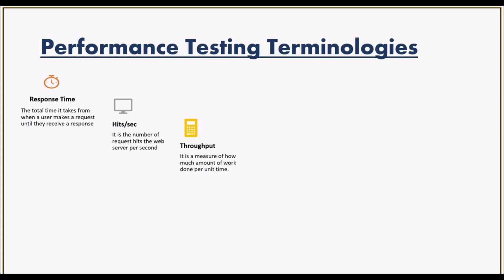Next is throughput. It is a measure of amount of work done per unit time. During performance testing, we generally get requirements in terms of throughput. Example, system should achieve X number of transactions per hour or requests per second or hits per minute, etc.